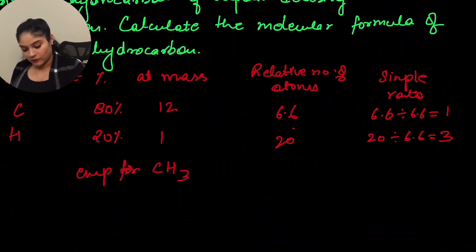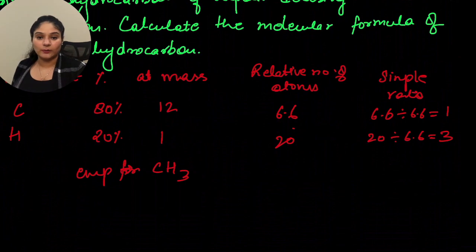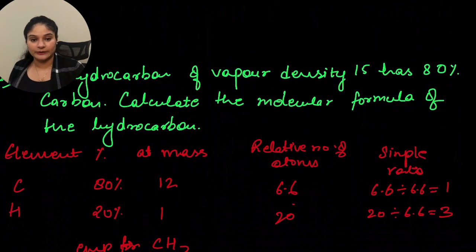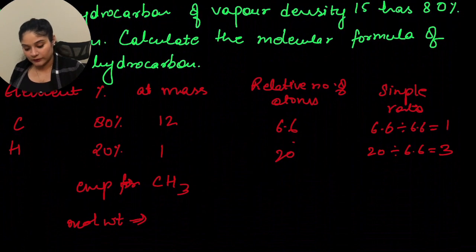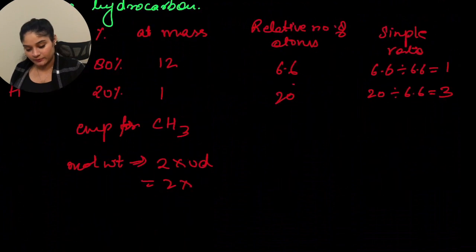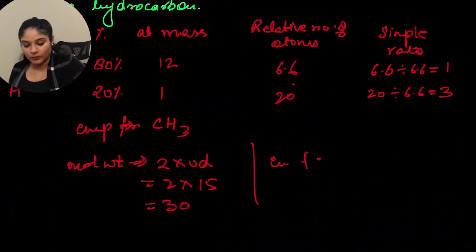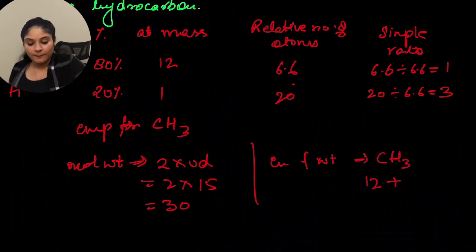This is empirical formula. Now once you have the empirical formula, what do we find out? They have given you vapor density. So you'll find out the molecular weight. So molecular weight will be 2 times vapor density. So 2 times 15. So you are getting molecular weight as 30. Now empirical formula weight, that is CH3. So C is 12 plus 3, it's 15.